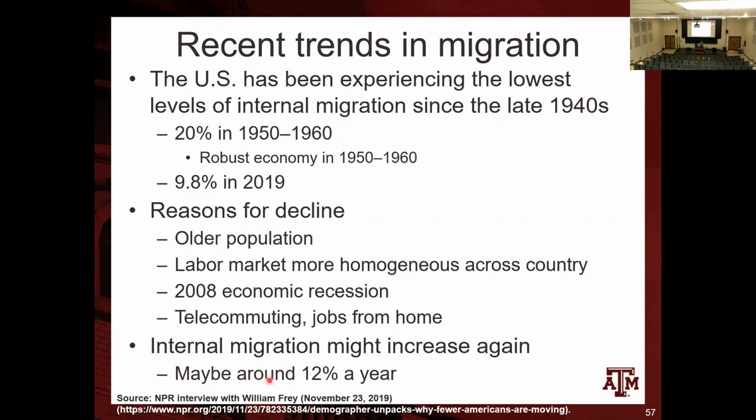But for example, William Frey here was saying, oh no, maybe internal migration might increase again, might go up to 12% of people a year instead of only 10%. But according to this study by Robert Bozek, yes, older people are less likely to migrate, that's age. In more recent years, people are migrating less, that's the effect of period. But what about the long term? Is it going to go up?